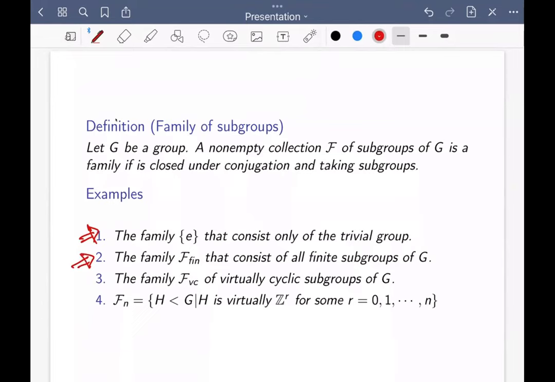The next family consists of the virtually cyclic subgroups of G. Remember, we say that a group is virtually cyclic if it has a cyclic subgroup of finite index. Now I define this family F_n of all subgroups H of G that are virtually Z^r for some r equal to 0, 1, up to n. We note F_0 is equal to the family of finite subgroups, and F_1 is equal to the family of virtually cyclic subgroups.